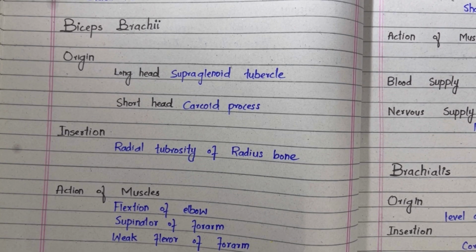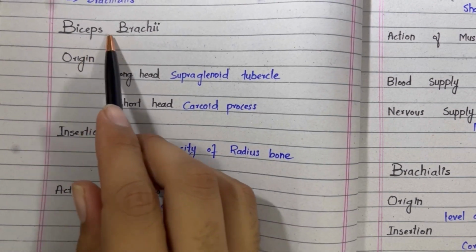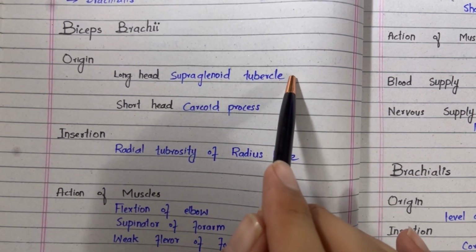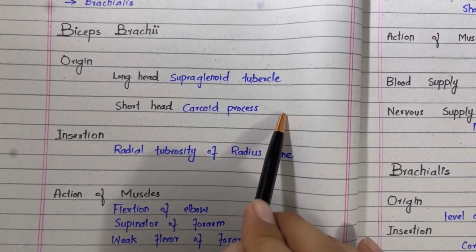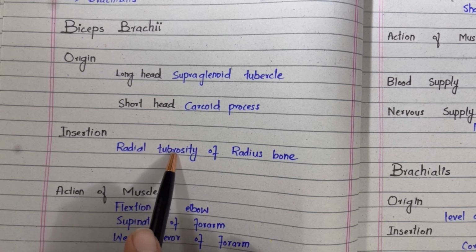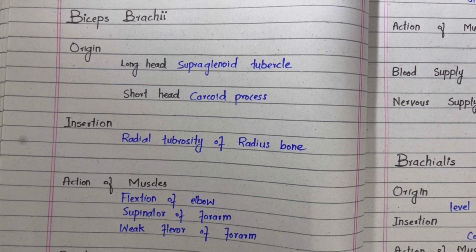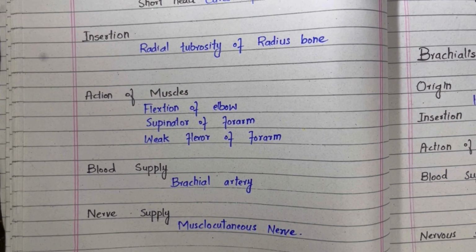Now students, as we have discussed the anatomy of the biceps brachii muscle, here we will overview the biceps brachii muscle. The origin of the biceps brachii muscle: its long head originates from the supraglenoid tubercle of the scapula and its short head originates from the coracoid process of the scapula bone, while it inserts on the radial tuberosity of the radius bone. The action of the biceps brachii muscle is that it plays an important role in the flexion of the elbow and it is the powerful supinator of the forearm. It is also a weak flexor of the forearm.